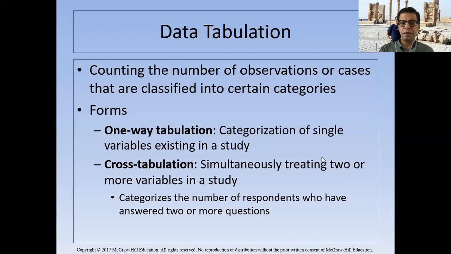Now, data tabulation is classified into one-way tabulation, which is the categorization of a single variable. When you have one variable and you start categorizing and finding the mean, mode, and median, it's one variable. But cross tabulation is when you have more than one variable, and your constructs derive from different variables. So this is where you do cross tabulations.